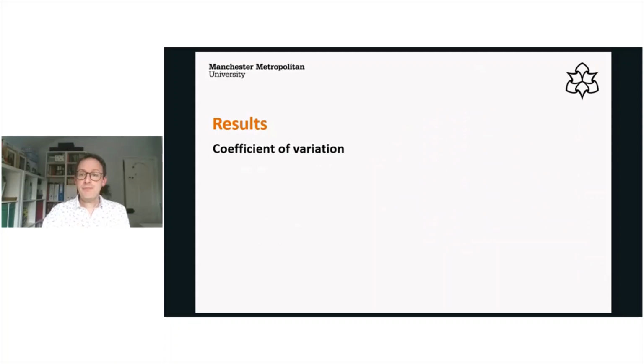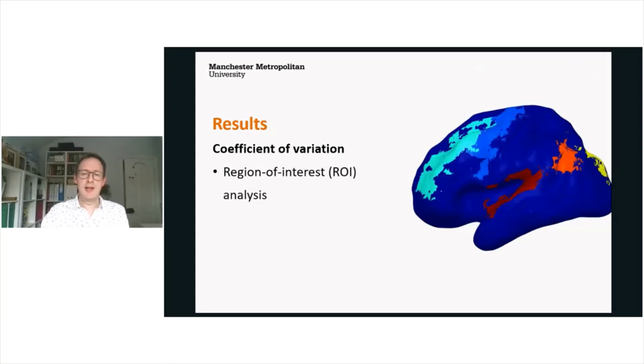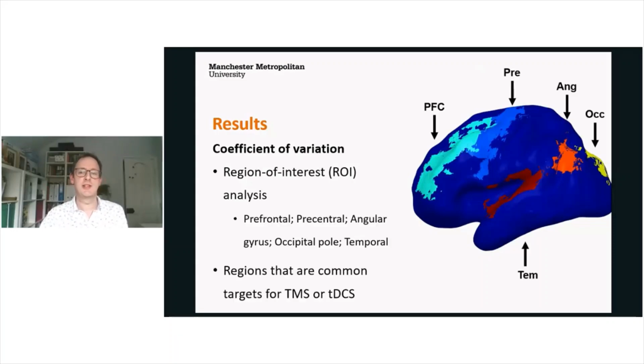Okay. Now, just to make things a little bit simpler, because that's a complex image, we can look at regions of interest. If we take some commonly stimulated regions of interest, there's a middle frontal gyrus here, a precentral gyrus, angular gyrus, the superior occipital cortex gyrus, and superior temporal gyrus. These are brain areas that contain interesting functional areas, and so are commonly used in brain stimulation experiments.